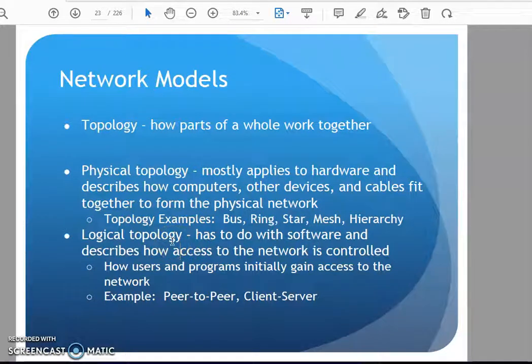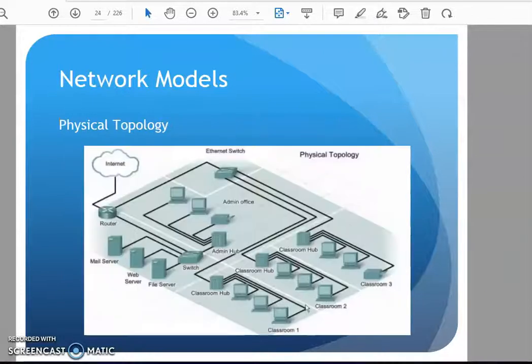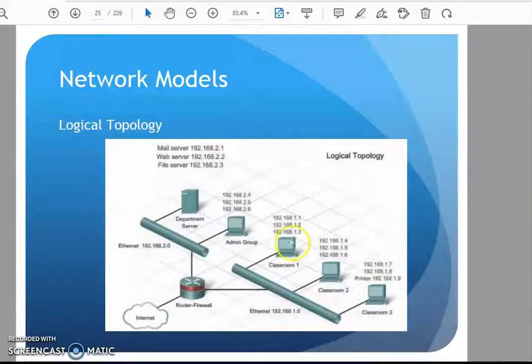The other terminology is logical topology. How is my software controlling how my data moves through my network? Now we're talking about things like peer-to-peer and client-server. How is the flow of data through my network occurring? If I look here, I have one here logically. In this one, we're not actually seeing things like switches and so forth; it does not concern itself with that. It's showing things like IP addresses and how data would be moving through this network, what kind of networks, what kind of subnets, that sort of thing.